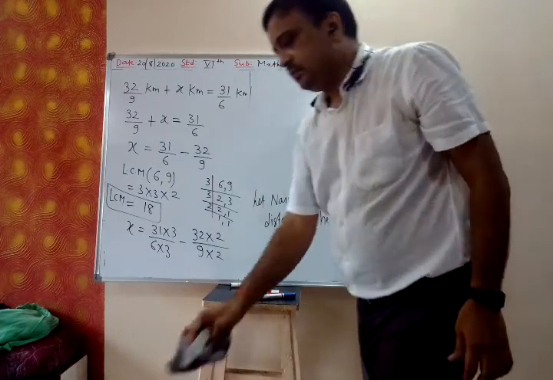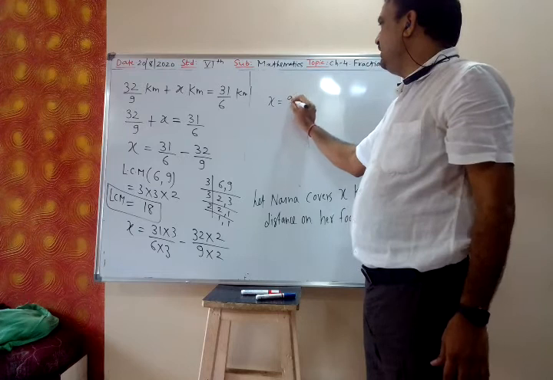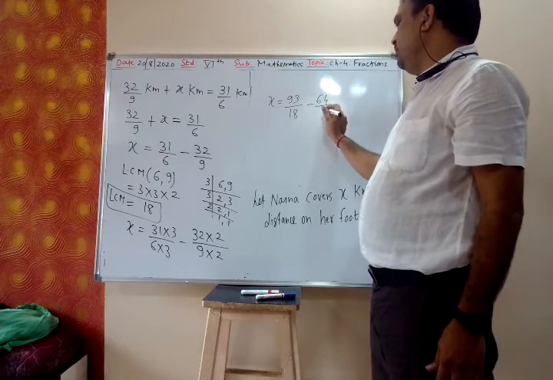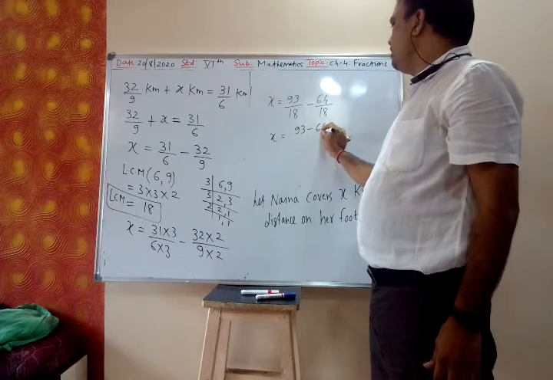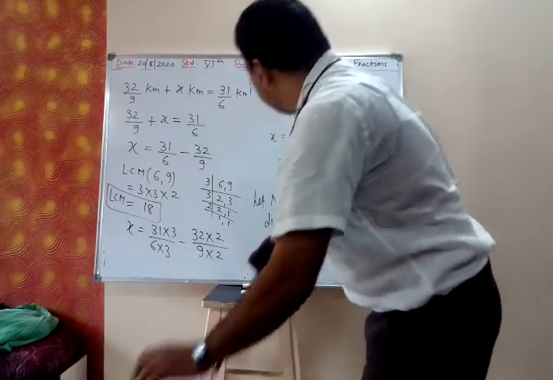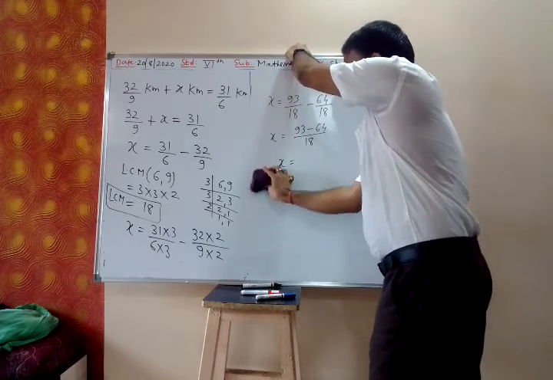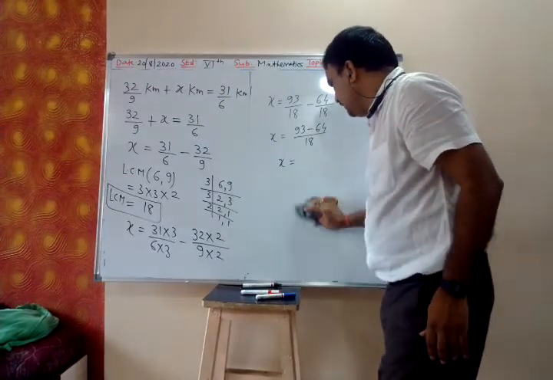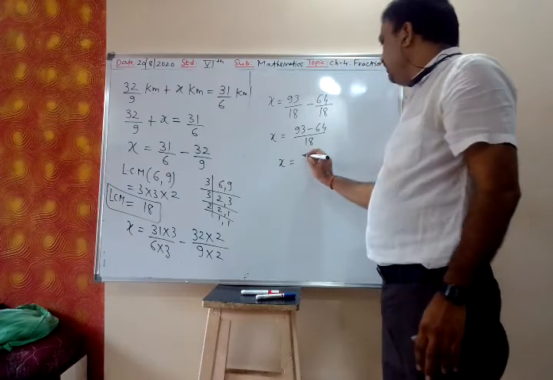So x is equal to, yes, 31 into 3 is 93, very good, upon 18, minus 64 upon 18. So x is 93 minus 64 upon 18. Find out 93 minus 64, how much? 29 upon 18, very good. x is 29 upon 18.